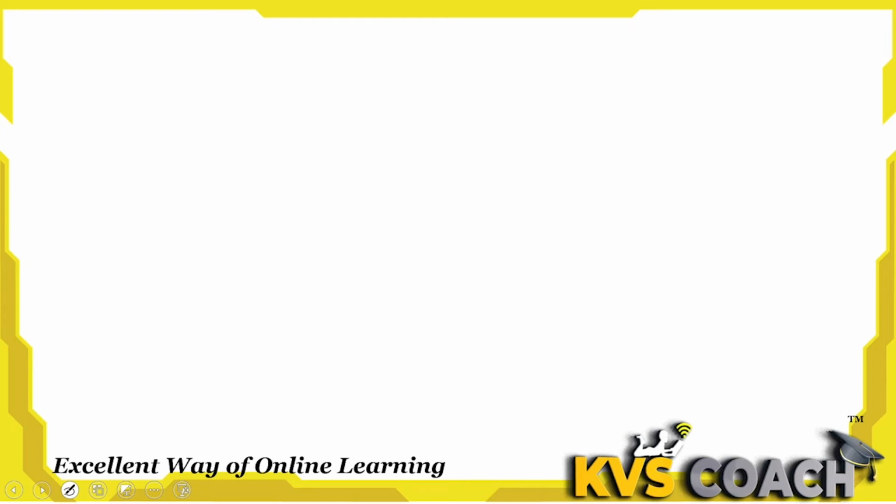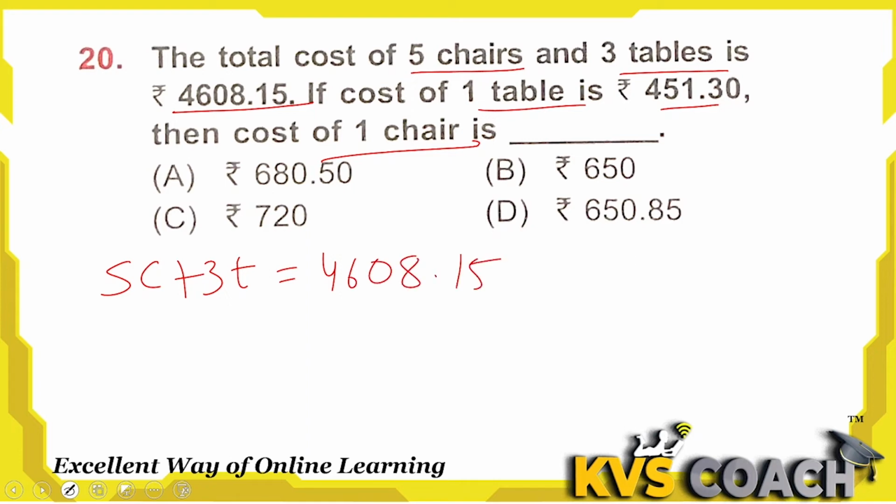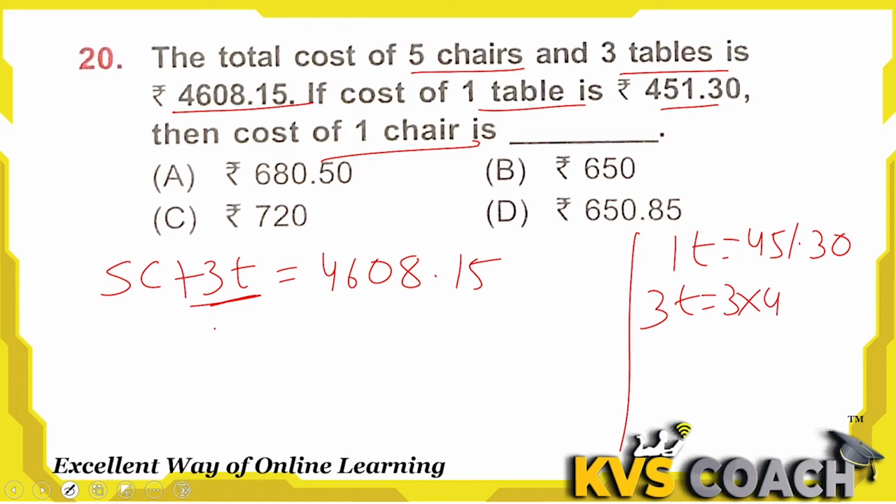Next is: the total cost of 5 chairs and 3 tables is this. If the cost of 1 table is this, then the cost of 1 chair is? Look, the total cost of 5 chairs, 5C, plus 3 tables is 4608.15. If the cost of 1 table is 451.30, then 3 tables will cost 3T, which is 3 into 451.30. We will multiply it by 3. Remove the dot here and multiply by 3.